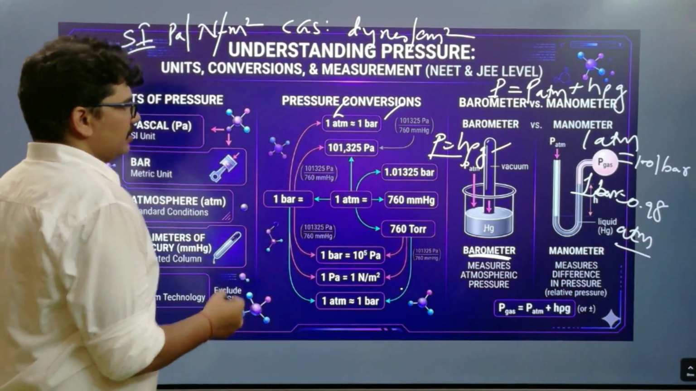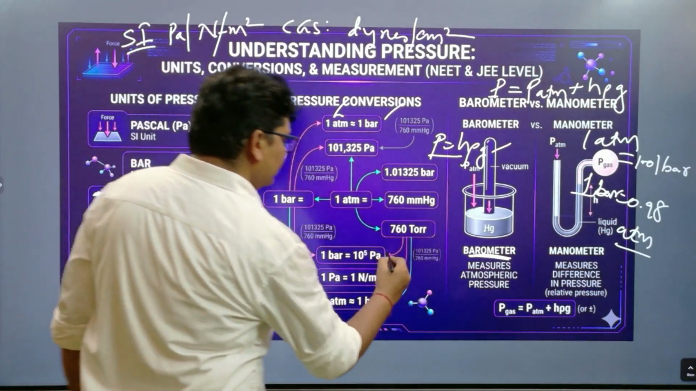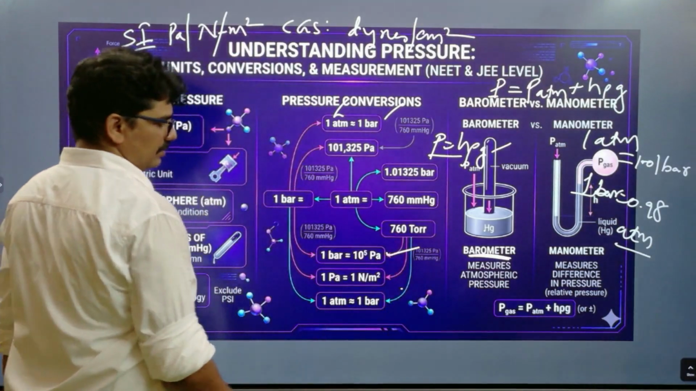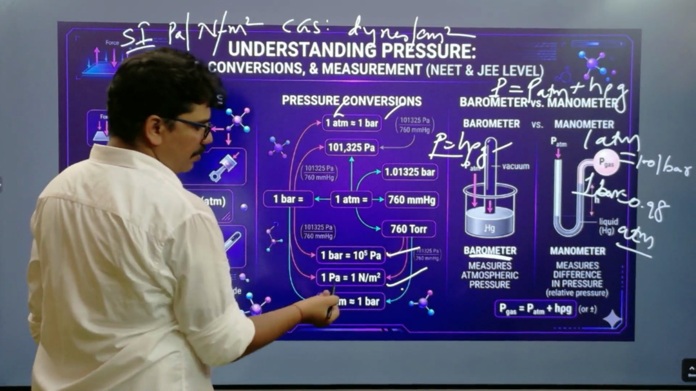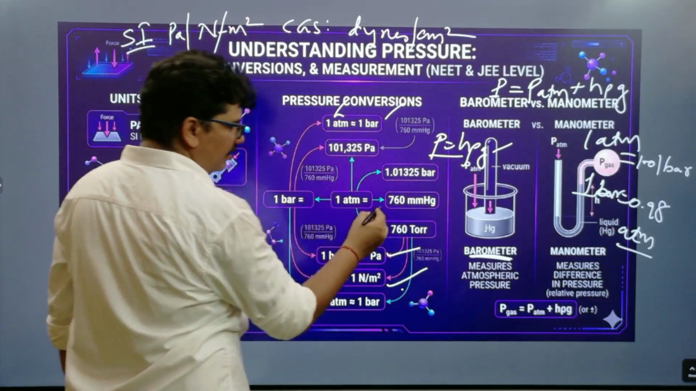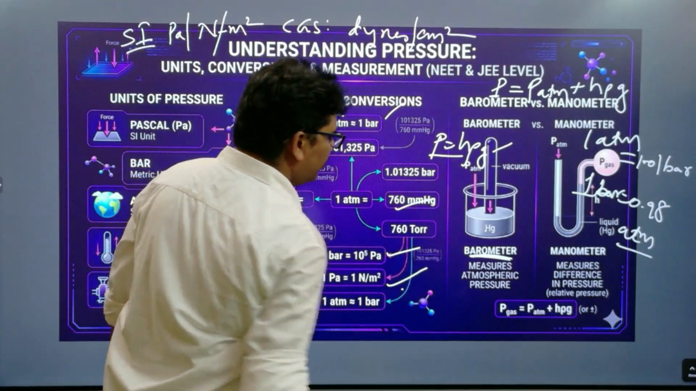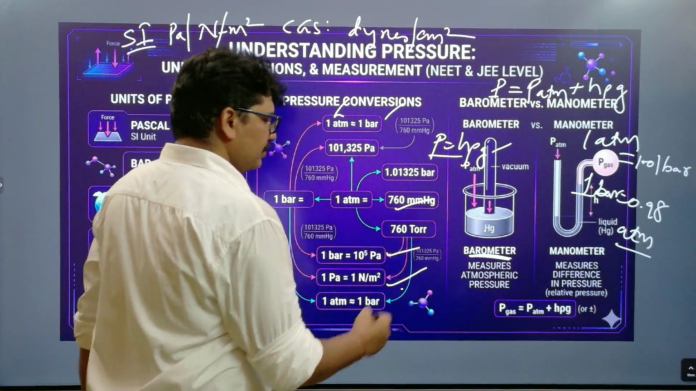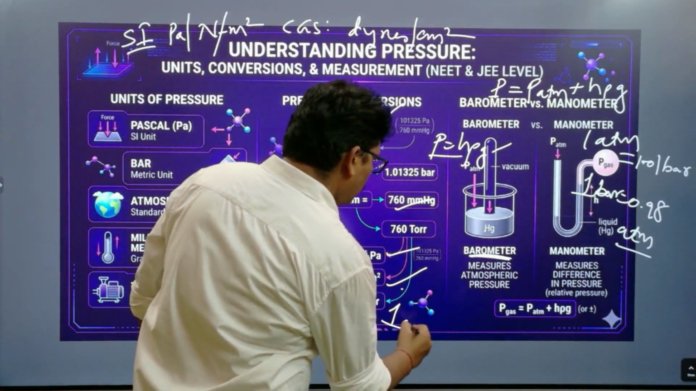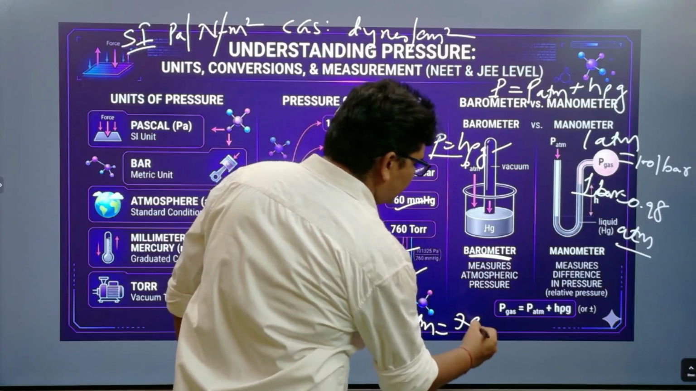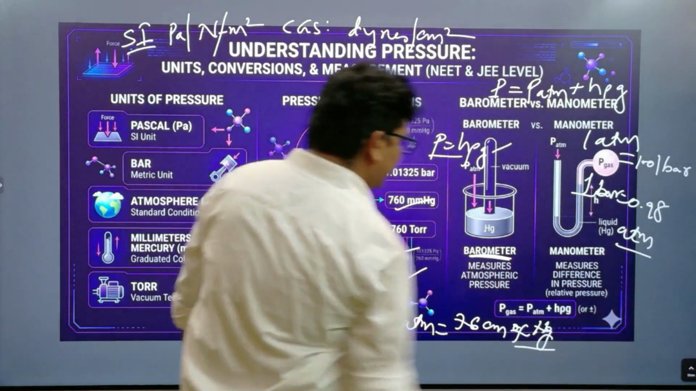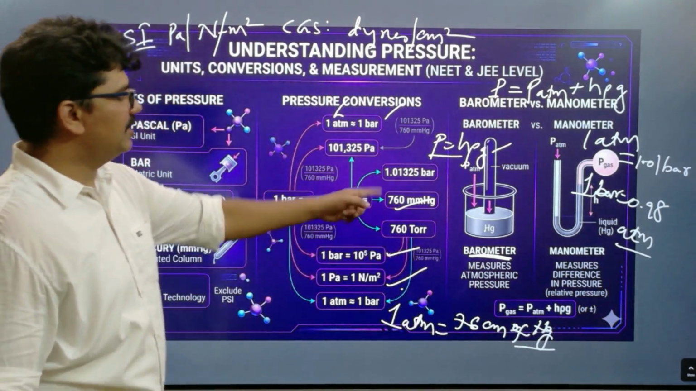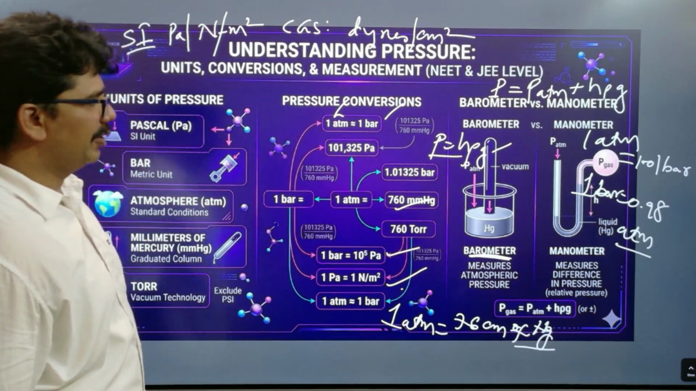Right. So other conversions here. 1 bar is equal to 10 power 5 pascals. 1 pascal is equal to 1 Newton per meter square. Newton per meter square and Pascal, both are same. 1 atmosphere is equal to 760 millimeters of mercury. 1 atmosphere is equal to 76 centimeters of mercury. So 76 centimeters of mercury means 760 millimeters of mercury.